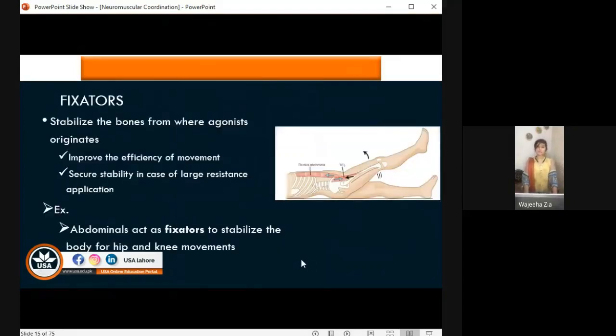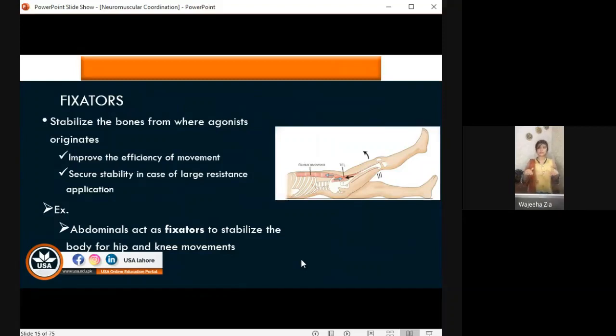There is one more kind of muscle action, that is the fixation. There are some muscles which don't take part in contraction or relaxation, and they do not help. What will they do? They will stabilize the proximal part. So by the stabilization of the proximal part, what will happen? The movement will be efficient. Most of the time, when we perform repeated or continuous activities, or when we face a huge amount of resistance, these muscles are very important because they improve that efficiency and they provide the proper stability. The example is in the diagram.